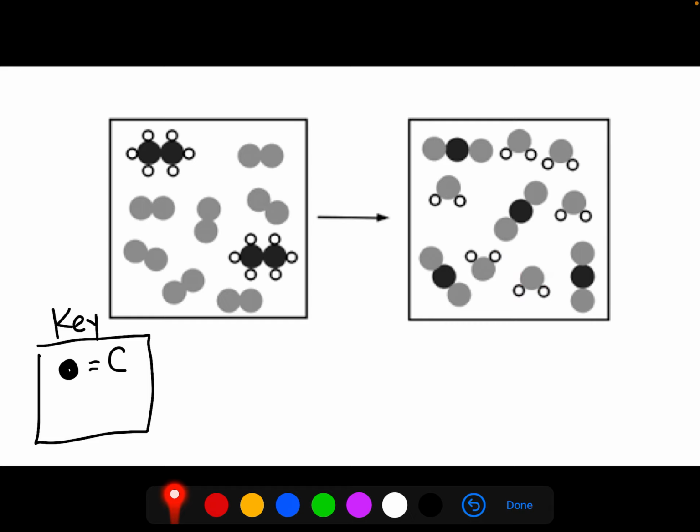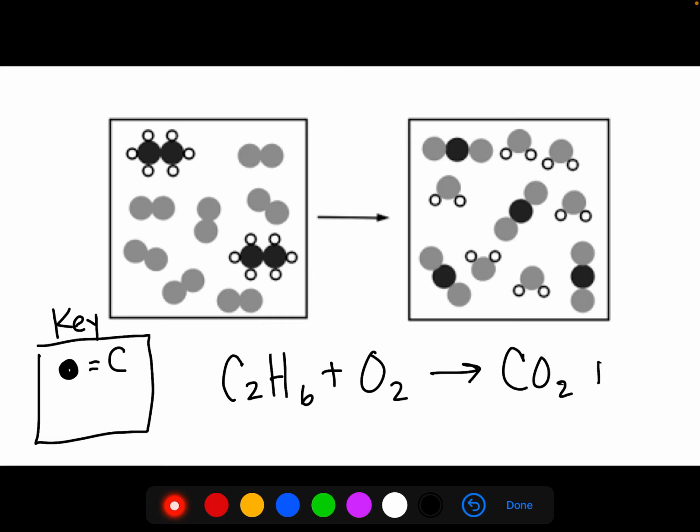So this is showing us stoichiometry here. It's showing us that we have C2H6 plus O2 yields CO2 plus water. And again, that's a little bit more advanced.